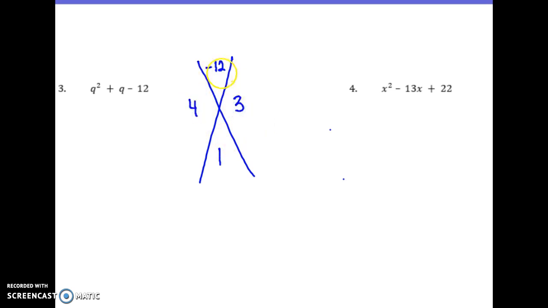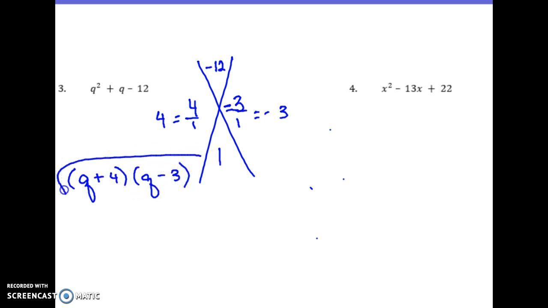I need it to be negative, so I need this to be positive. So in this case, the 3 is going to be negative. 4 times negative 3 is negative 12. 4 plus a negative 3 is positive 1. So be careful of your signs. Again, I'm dividing both sides by the leading coefficient. So I got a negative 3 and a 4. So then when I factor, it's q plus 4 times q minus 3. That would be my answer. And notice if I FOIL it, I would get the same answer.